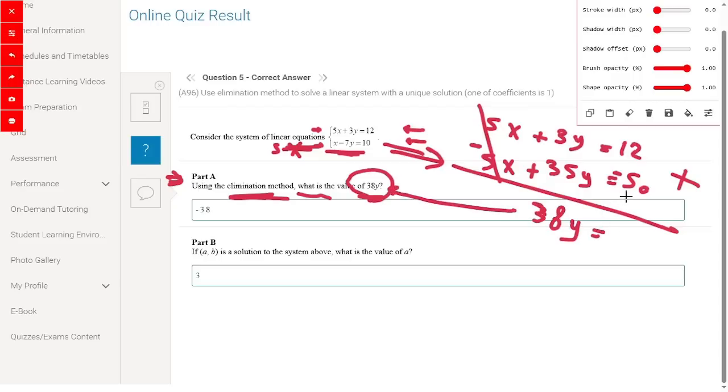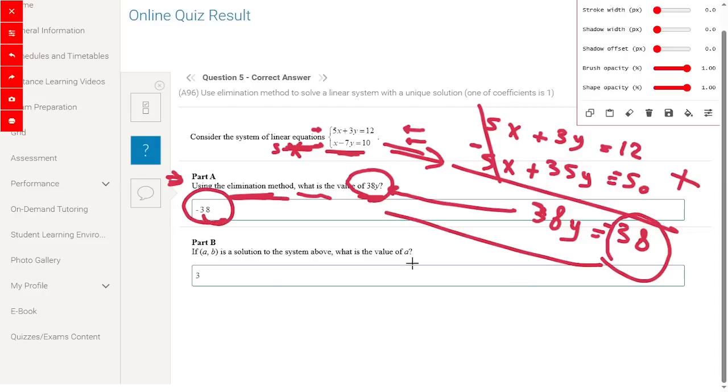It will be equal to minus 50 minus 12, which equals minus 38, right? So the answer here will be minus 38. Now part B: if A and B, where A is x and B is y, is a solution for the system above, what is the value of A?